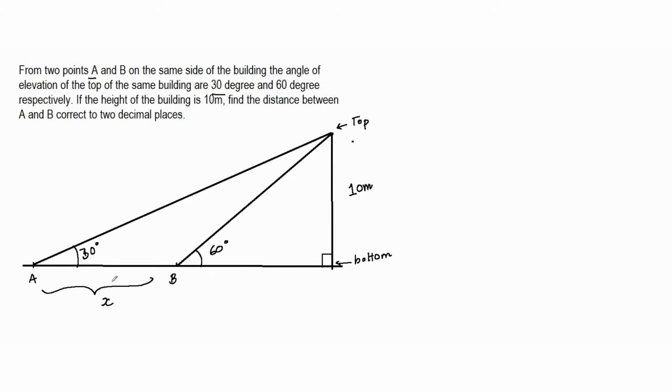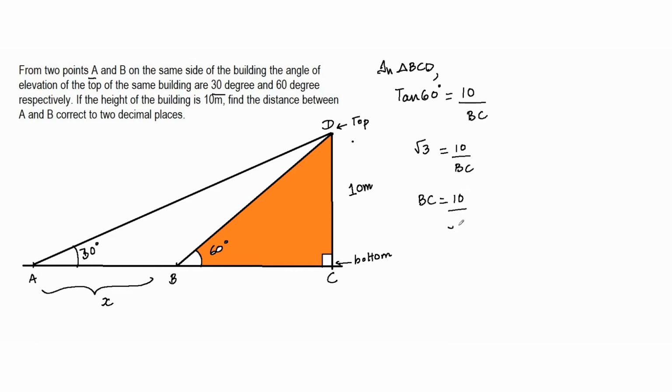So now to calculate the distance X, first I am going to take the triangle. Let's label the points. So this is A, B, C and D. So I can take triangle BCD. In triangle BCD, I can state that tan 60 is going to be the opposite side upon the adjacent side. So therefore root 3 is going to be 10 upon BC, which means BC is equal to 10 upon root 3. Therefore this particular length is 10 divided by root 3.